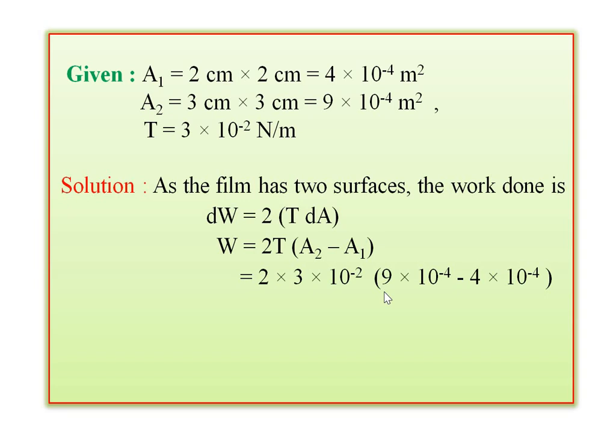So putting the values in the equation, we get W is equal to 2 into 3 into 10 raised to minus 2 into the bracket A2 minus A1, that means 9 into 10 raised to minus 4 minus 4 into 10 raised to minus 4. As we know, first we solve the bracket and then multiply this term, and we get the final answer: W is equal to 3 into 10 raised to minus 5 joule.